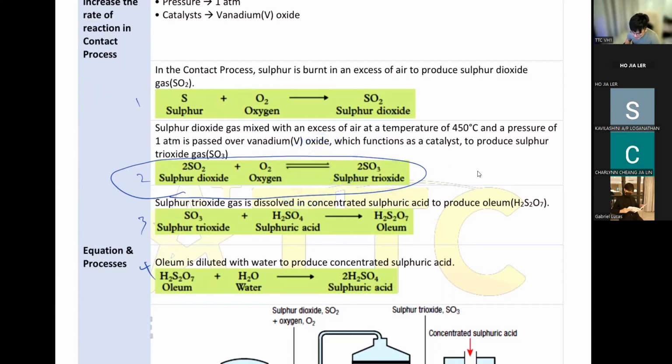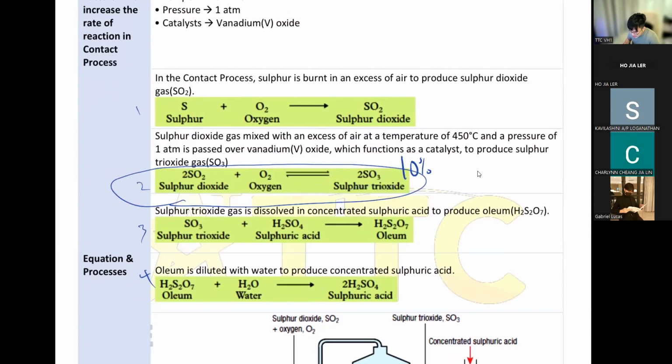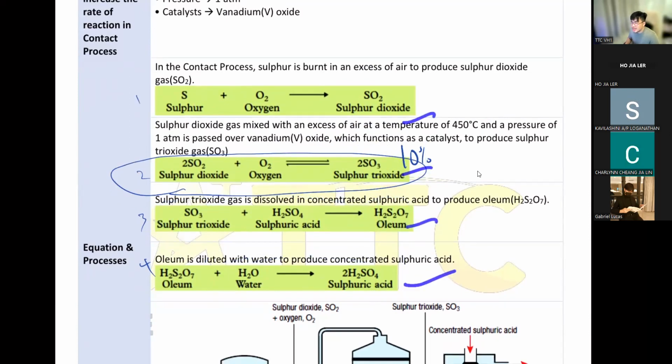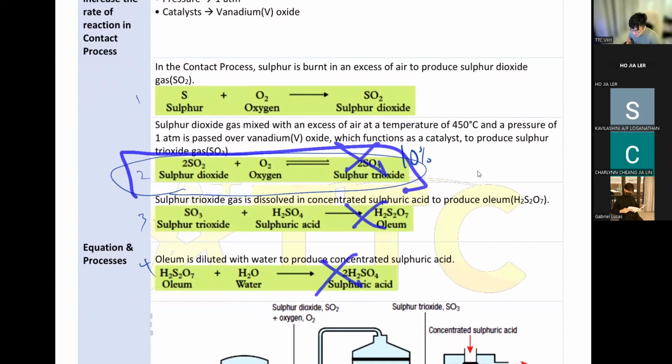This is our focus. Because you see, if I only get 10% of sulfur trioxide, I only get 10% of this. I need to use sulfur trioxide for step 3. If I have very little step 2, my step 3 will be very little. My step 4 will also be very little. So can you see this is like a chain reaction? If I cannot do step 2, I cannot do step 3, I cannot do step 4. So step 2 is the most important.